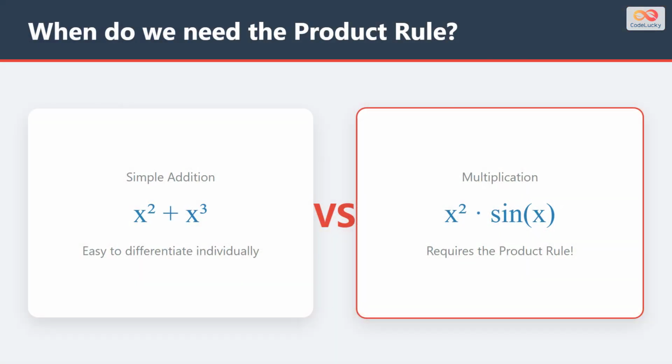Let's start with why we need a special rule. When you add two functions, like x squared plus x cubed, finding the derivative is easy. You just take the derivative of each one separately and add them up. But when you multiply two functions, like x squared times sine of x, the rules change. You cannot just multiply their individual derivatives. That would give you the wrong answer.